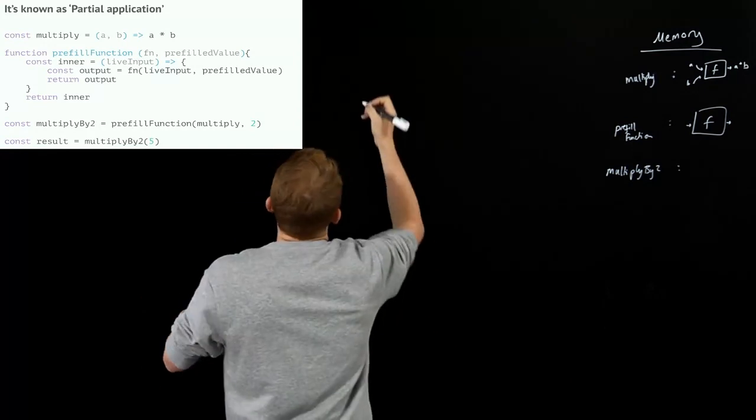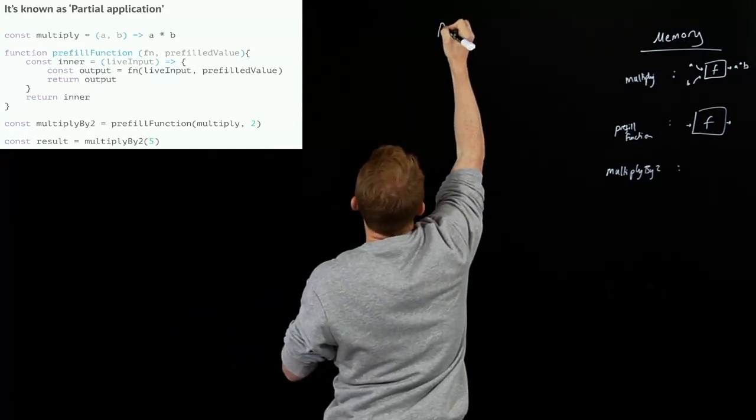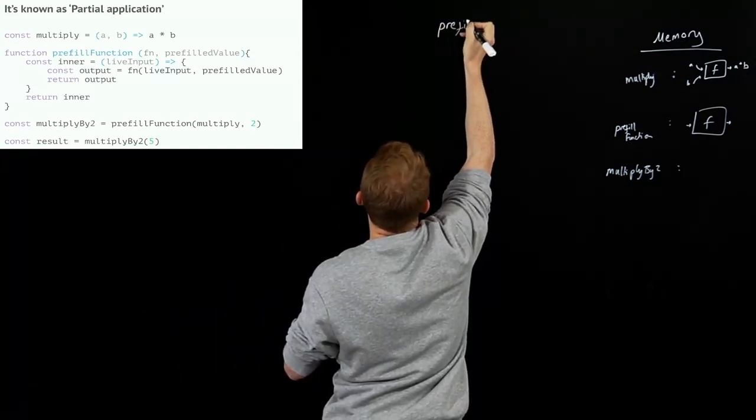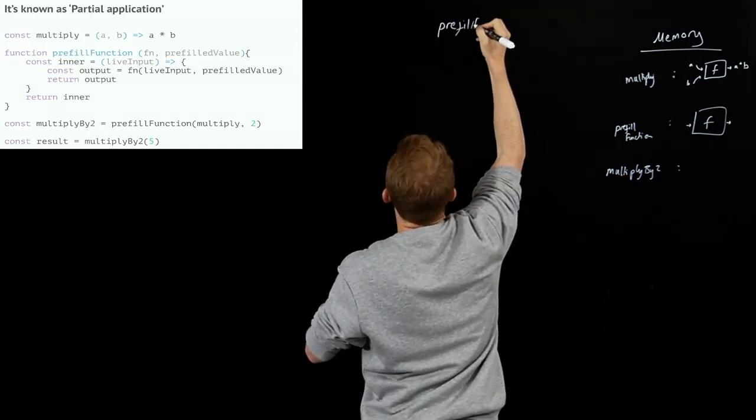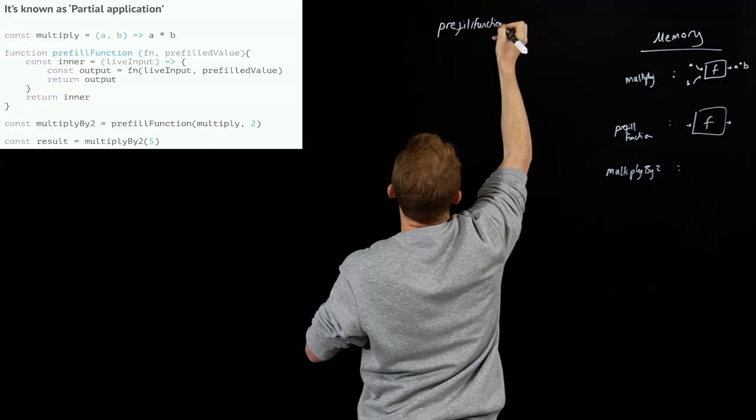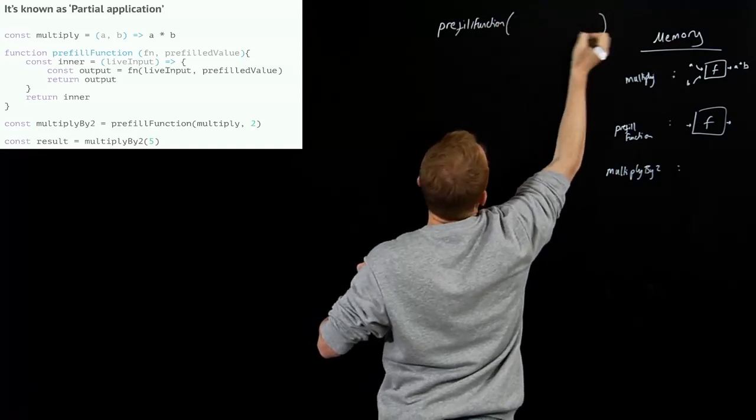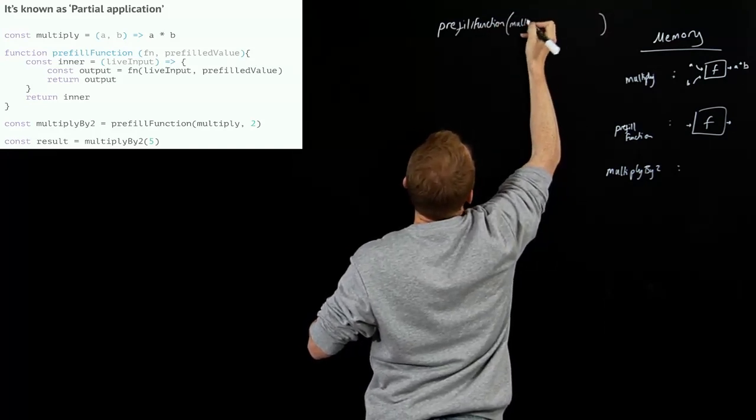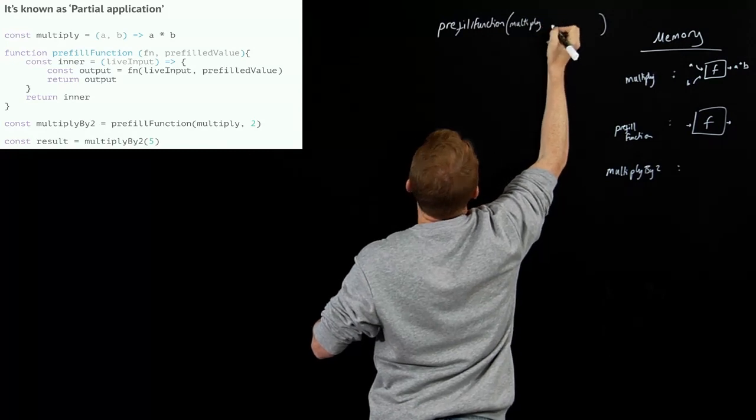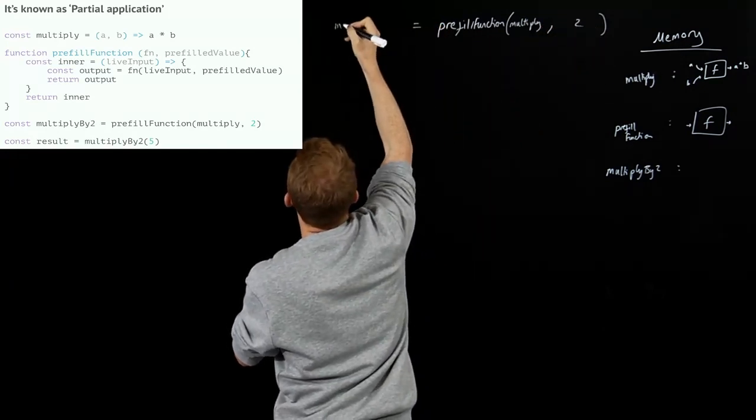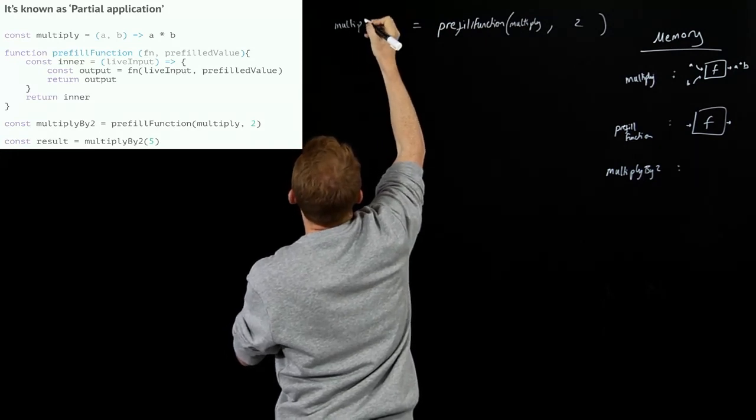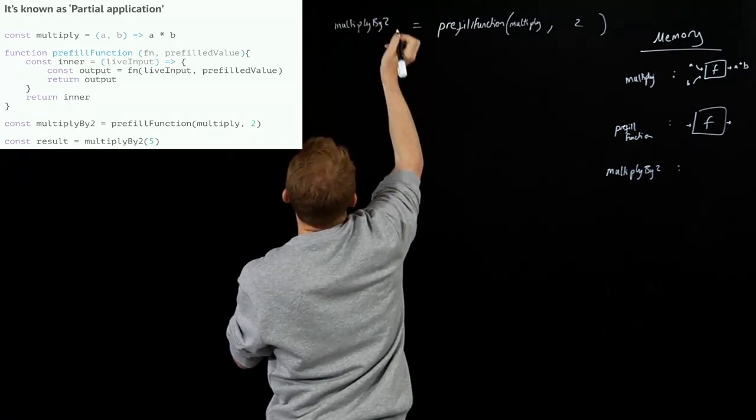Let's do it. So we've got to go and execute what, Jasmine? What function are we going to go and execute in order to get a result into multiply by 2? Prefill function. Prefill function, she's spot on, with the input of multiply, there it is, and the number 2, and its result's going to be stored into what, Jasmine? It's going to be stored into multiply by 2. Multiply by 2, she's spot on.